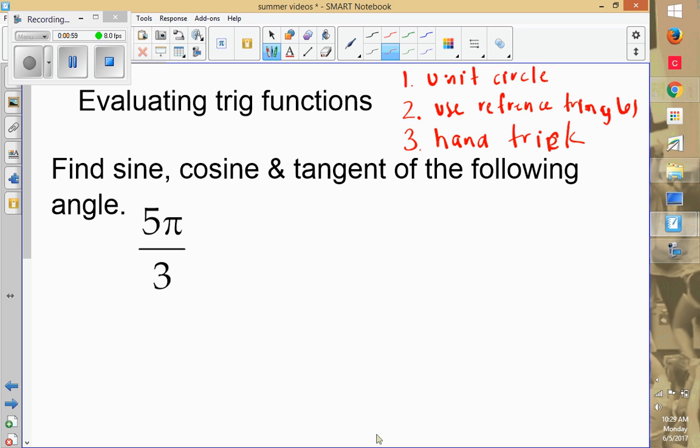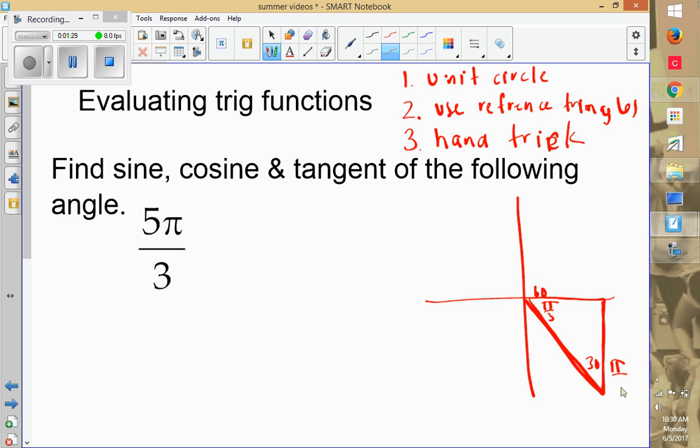So think about, we're going to find sine, cosine, and tangent of the following. So we are at 5 pi over 3. If you think about which triangle you have here, 5 pi over 3 takes us into the fourth quadrant, and we are creating this pi over 3 angle. So that's actually 60 degrees. So think about the reference triangle that you have created from that. It's a 30, 60, 90 degree triangle.